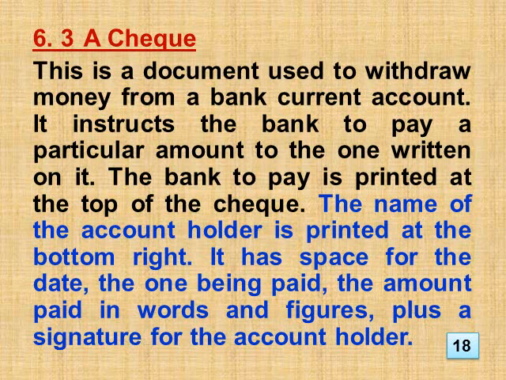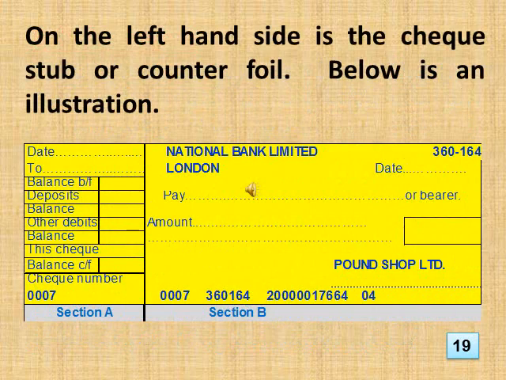It has space for the date, the one being paid, the amount paid in words and figures, plus a signature for the account holder. On the left-hand side is the check stub or counterfoil. Below is an illustration.